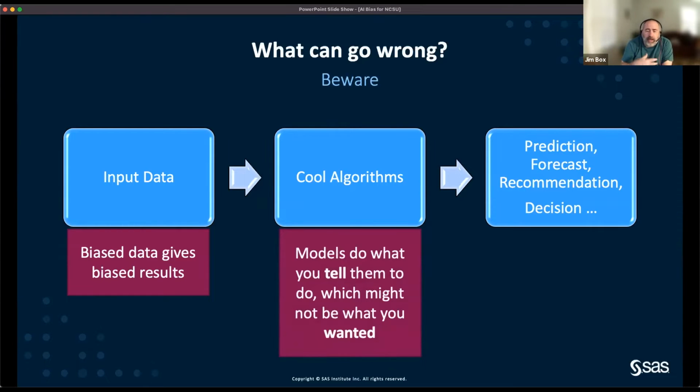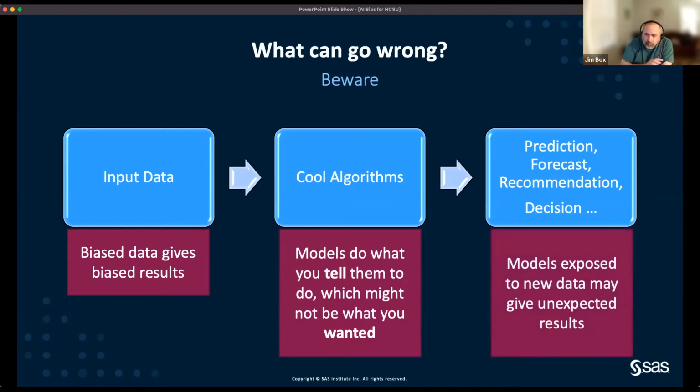On the algorithm side, it's really important to understand that algorithms and models do what you tell them to do, which might not be what you wanted them to do. So you have to be very specific about how you set up a model and what it is you're trying to do. And I'll show you a couple of examples where that went wrong.